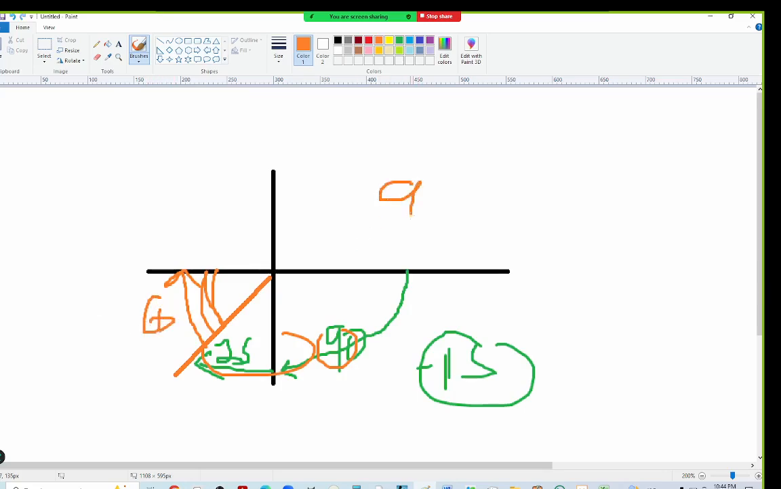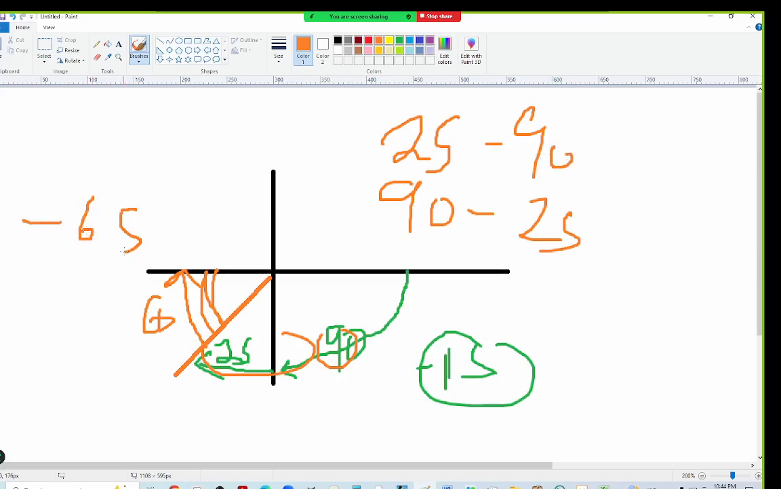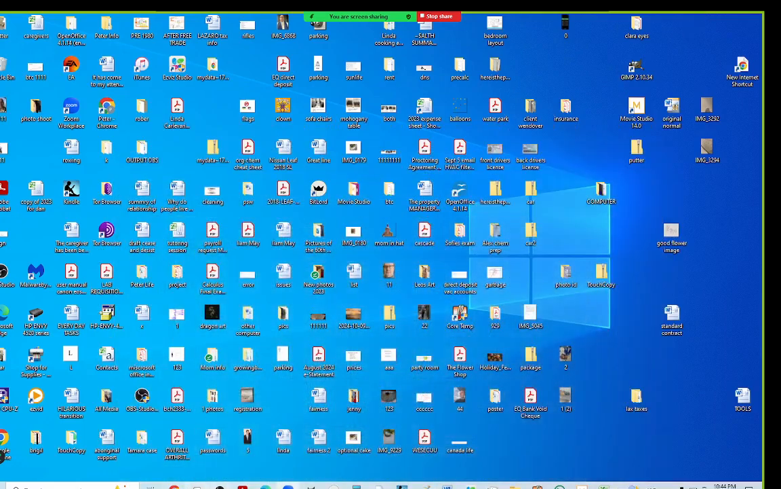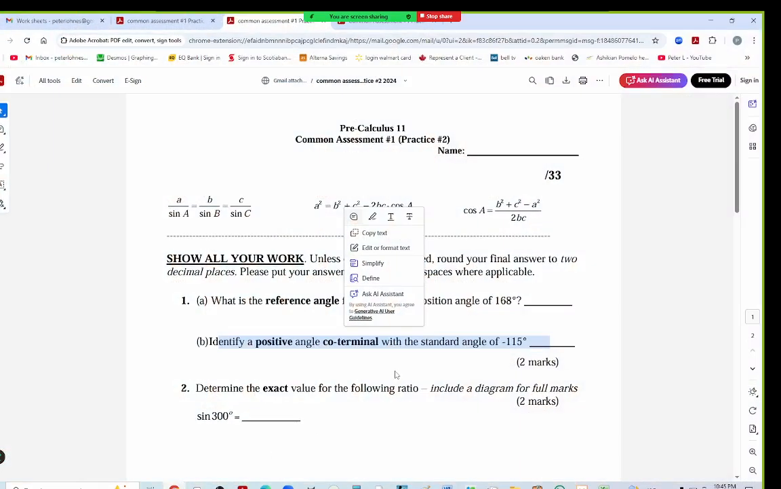And you're right. It's 90 minus 25. And even if you got it the wrong way, if you did 25 minus 90, it ended up saying minus 65. And you'd say, oh, no, reference angles are always positive. And you just go, okay, it's that. So that's the reference angle. That's the negative angle. That's the positive. They call it the standard angle or terminal angle. Good? Good.